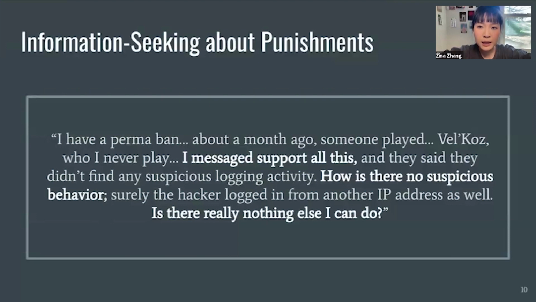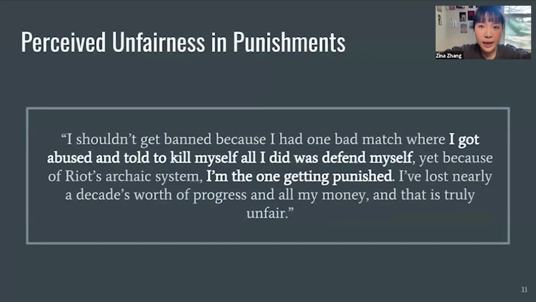Like this player said, they never played the character Vocals, but their account showed that they had a match for playing this character. This punished player has messaged the game company support team, but the support team did not believe that there was any suspicious activity. So the punished player seeks support from community members about what they can do for this punishment. Information seeking can be seen as seeking informational support. Besides that, punished players also seek emotional support.